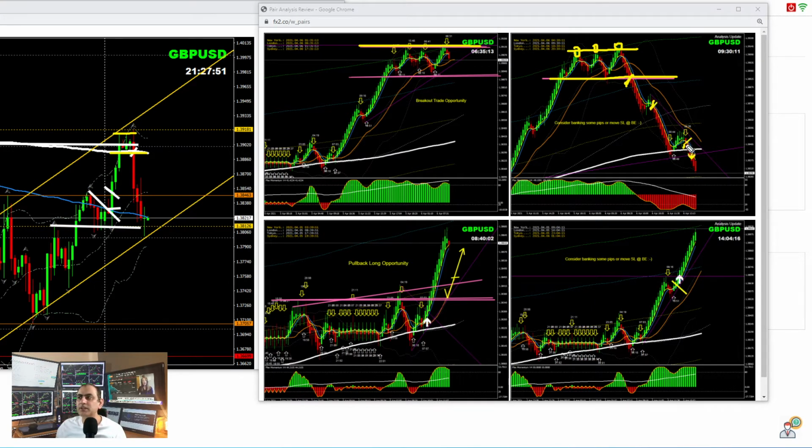We had one and two beautiful pullback short trades on Pound Dollar. So we had a beautiful long trade and a short trade on Pound Dollar. We really enjoyed pipping on Pound Dollar today.